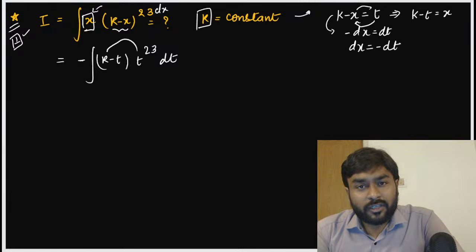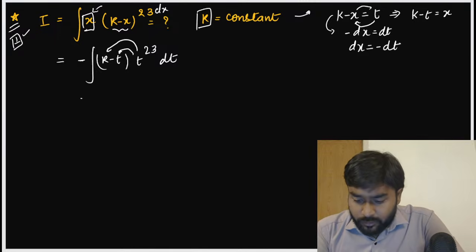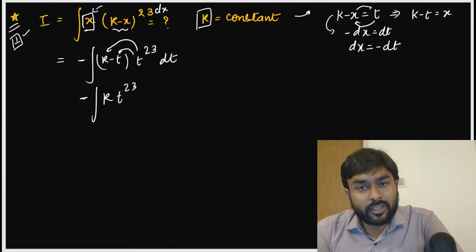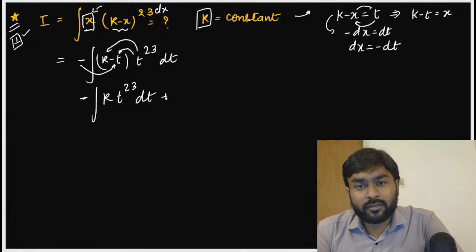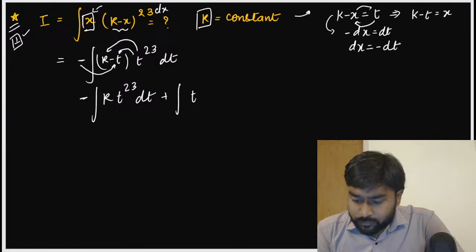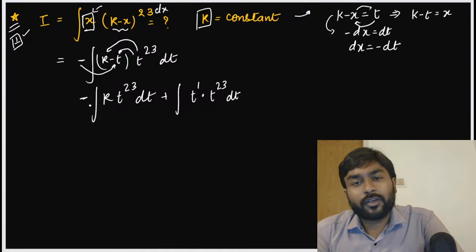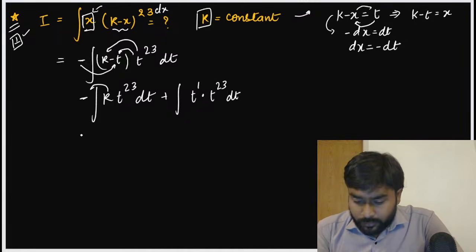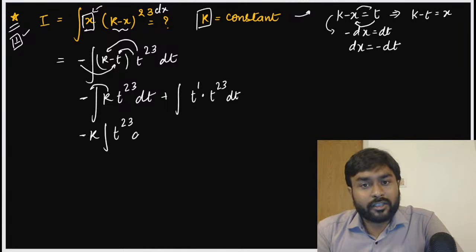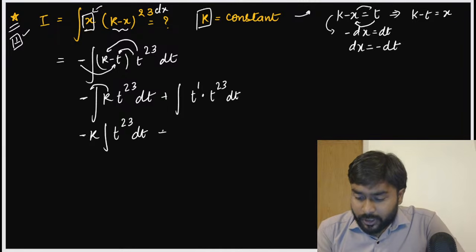Then we will multiply inside this here and this here. So minus k t power what? 23 dt. Then this minus here, minus plus. So it will become t into t power 23 dt. Correct? So t power 1, t power 23 will be t power 24. K we can take out. So it will become minus k t power 23 then dt. Correct? And here you can write t power 24 dt.